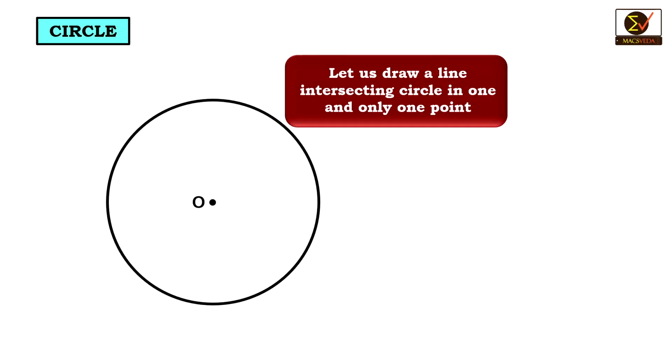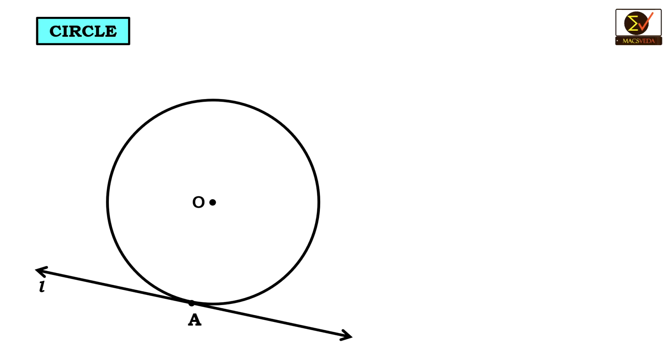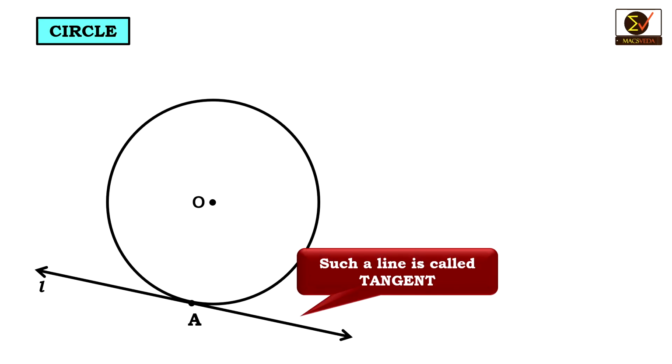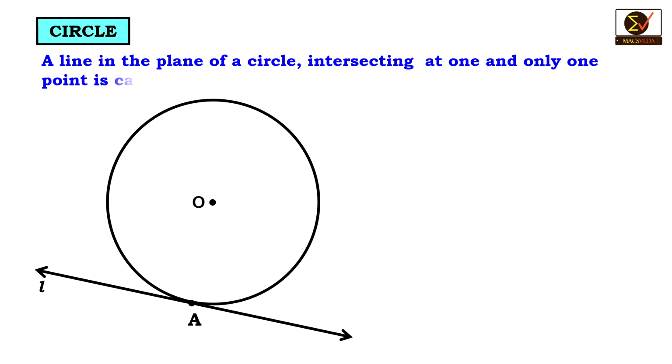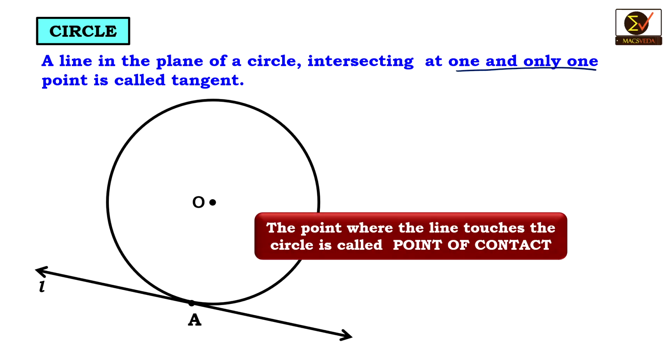Now let us draw a line intersecting circle in one and only one point. So here this line intersects the circle at only one point, and such a line is called tangent. A line in the plane of a circle intersecting at one and only one point is called tangent. The point where the line touches the circle is called point of the contact. So here A is the point of contact.